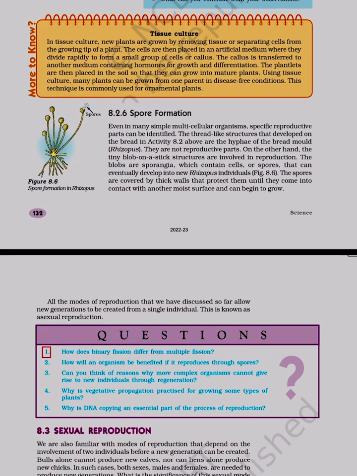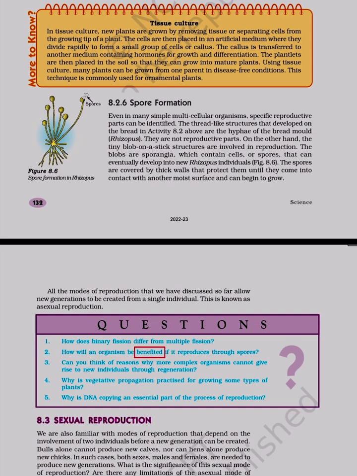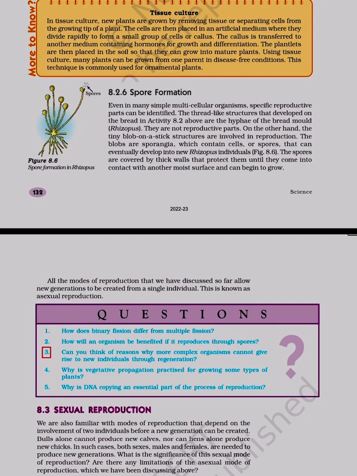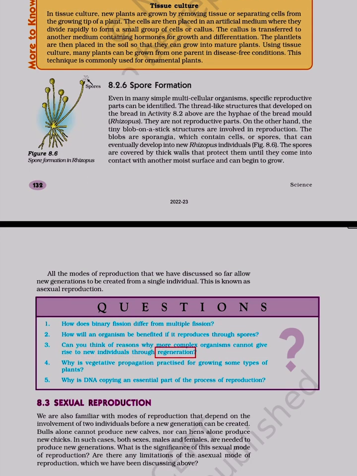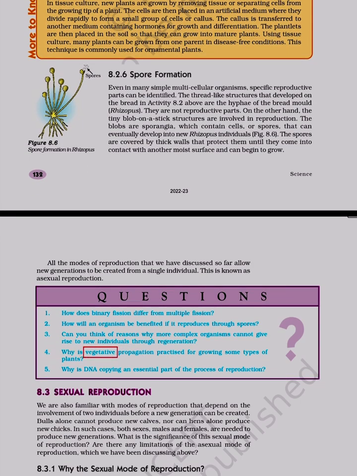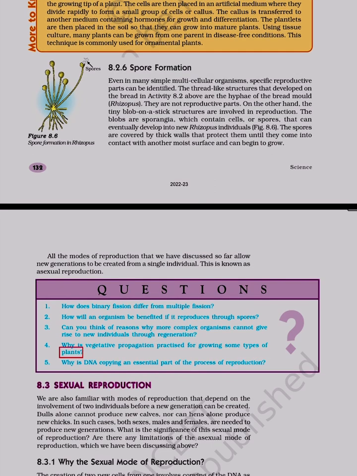Questions. 1. How does binary fission differ from multiple fission? 2. How will an organism be benefited if it reproduces through spores? 3. Can you think of reasons why more complex organisms cannot give rise to new individuals through regeneration? 4. Why is vegetative propagation practiced for growing some types of plants?